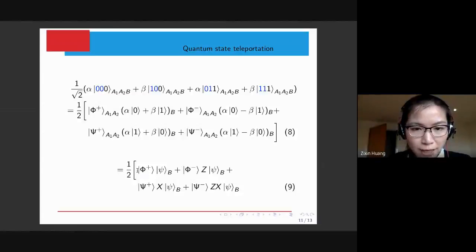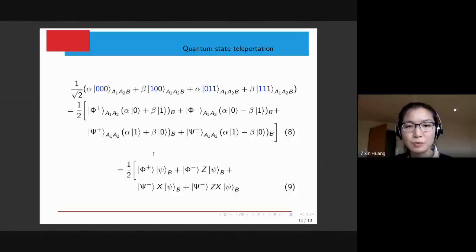But it's not just this component. We have all four possibilities. So you have a psi minus and a Z operator applied to the original state. And if Alice is in possession of psi plus, you have an X operator applied to the original state, and so on and so forth. So if Alice has a psi minus, then there is the Z and the X applied to the original state.